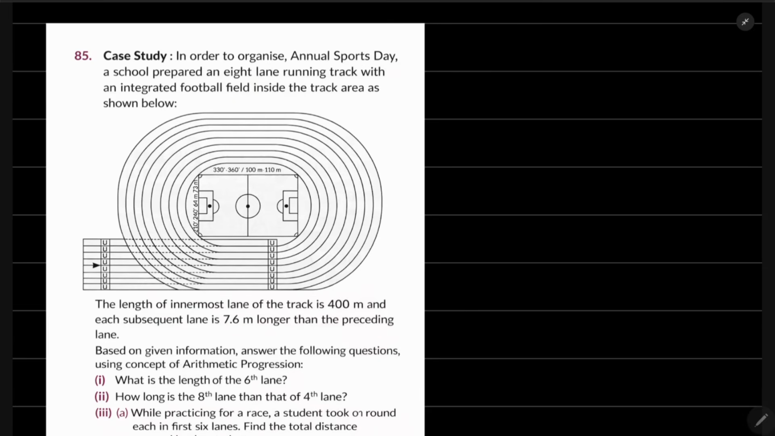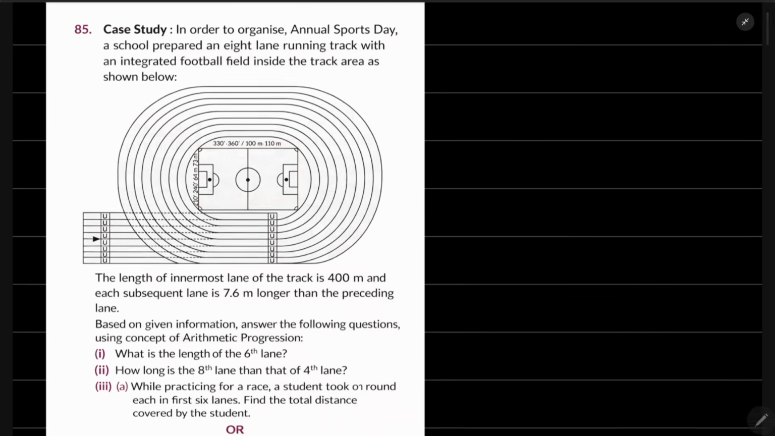In today's video, I would like to do a case study question from Arithmetic Progression, which is an important question. So let's see what it is. In order to organize an annual sports day, a school prepared an 8-lane running track with an integrated football field inside the track area as shown below. So you have got a football field inside, a running track, within the running track.